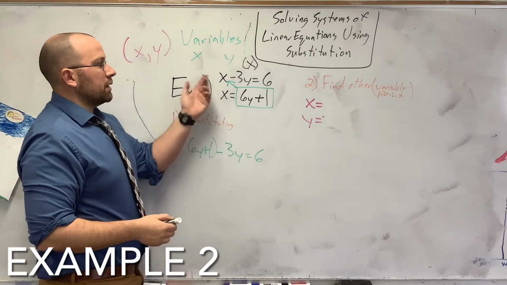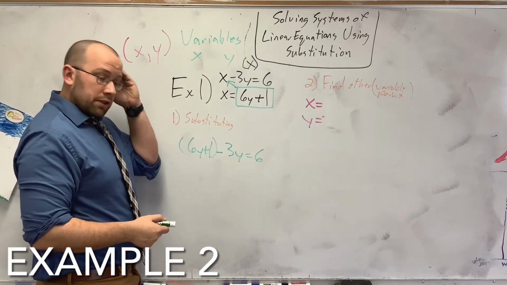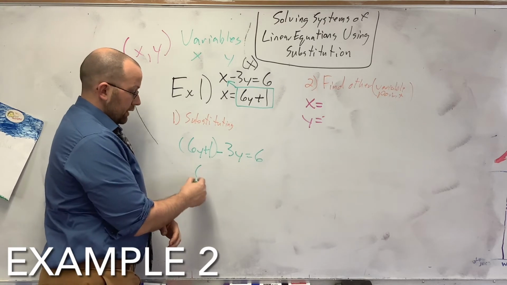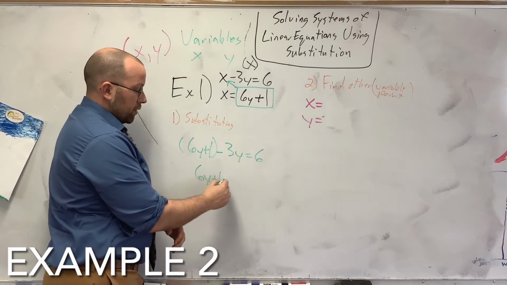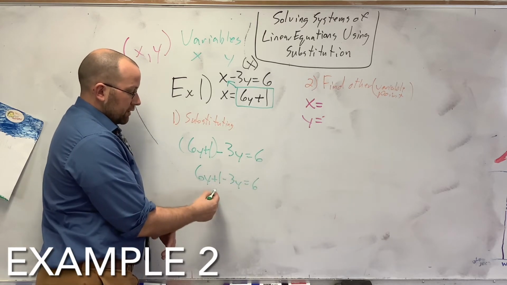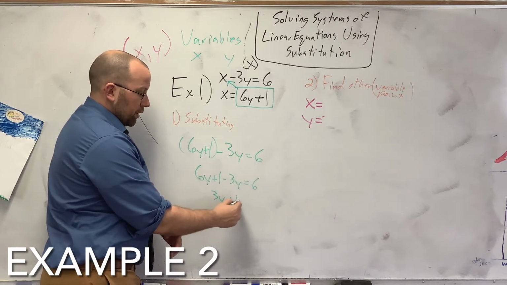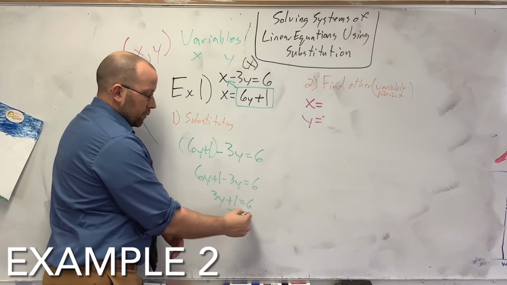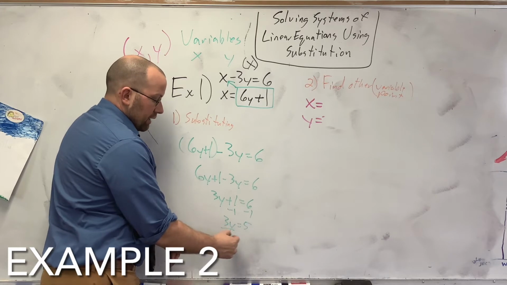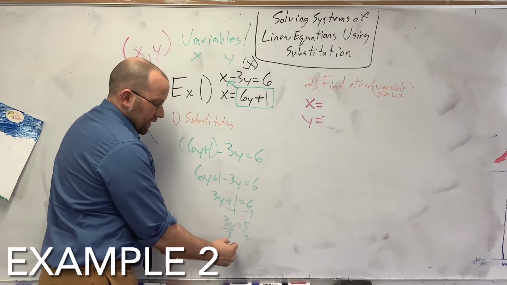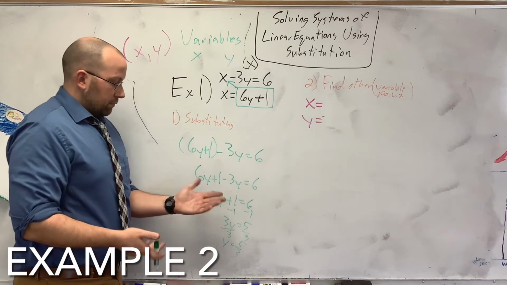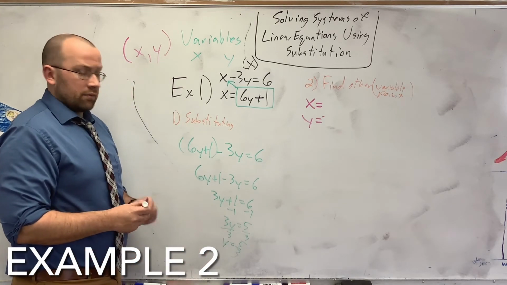If there was something in front of the x, say there was a 2 there, I'd have to distribute that in, but it doesn't have to right now. So 6y plus 1 minus 3y equals 6. Combine my like terms to get 3y plus 1 equals 6, minus 1 minus 1, 3y equals 5, divide by 3, y equals 5/3. That's just simple multi-step equation stuff.